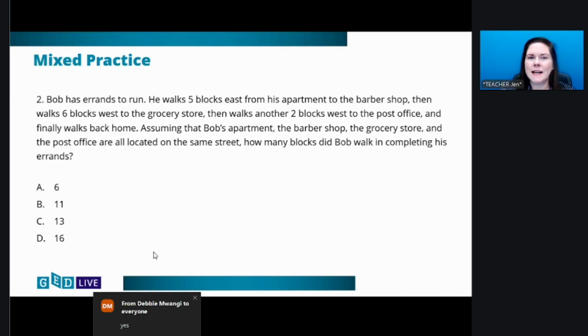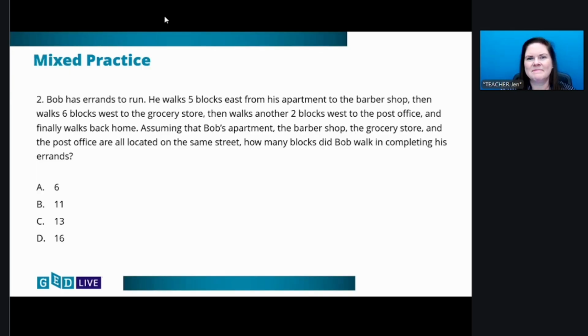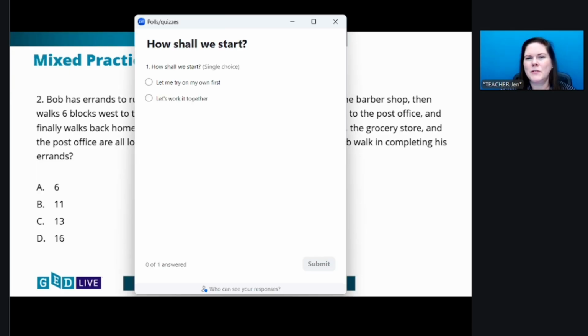Okay. On test day, we would actually recommend drawing this out. But first, I've got a question for you. Do you want to try this question on your own first, or do it together? Please vote in the poll to let us know.